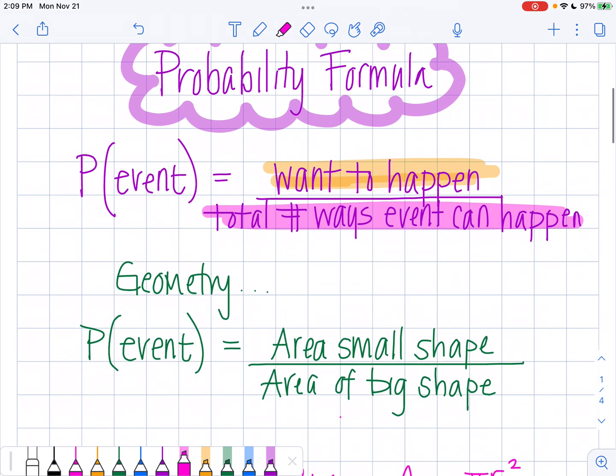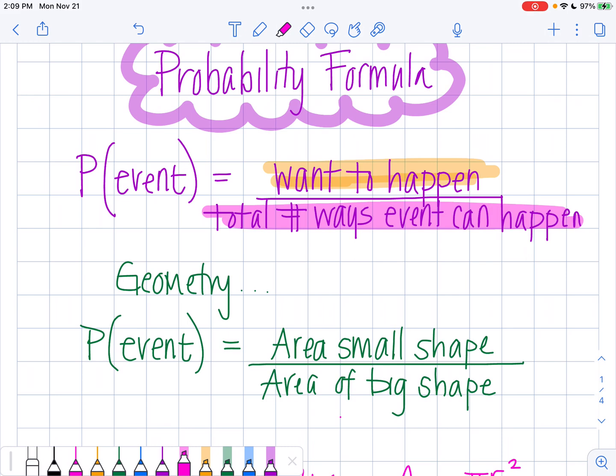When we're talking about geometric probability, or probability in geometry, we're using area of shapes. I like to think of this as if you go to the fair and play those games. What's the probability of winning? You take the area of the shape that you're trying to hit, throw the dart, toss the ring, or land the ball on, and then you divide it by the whole game board area.